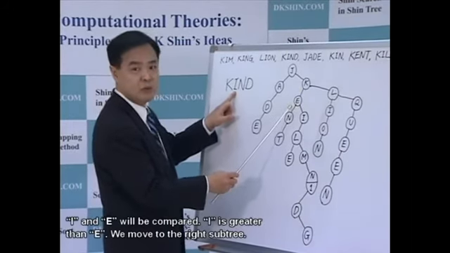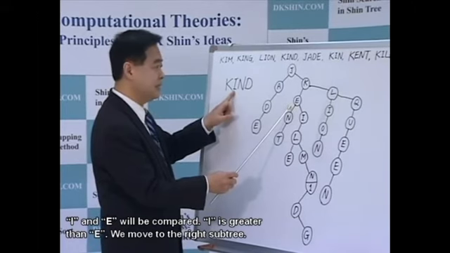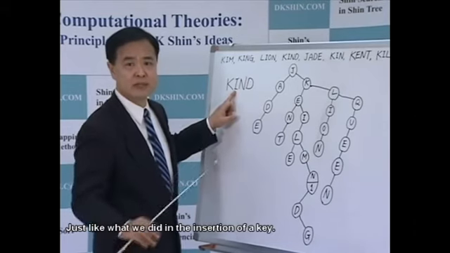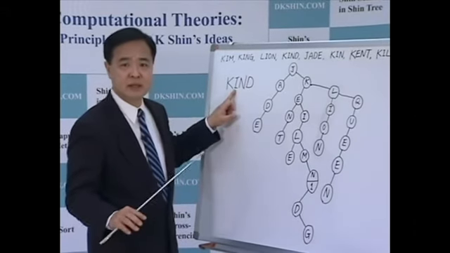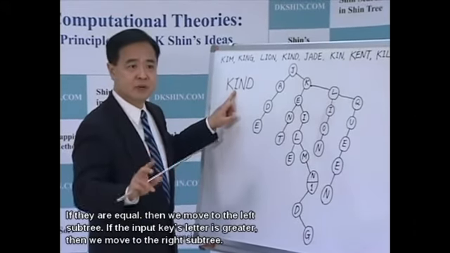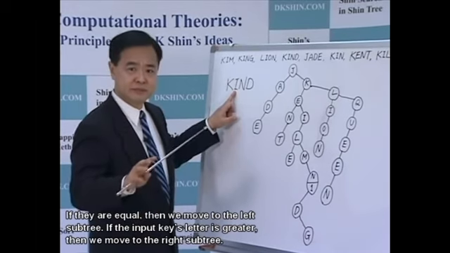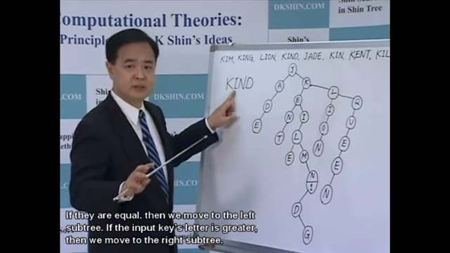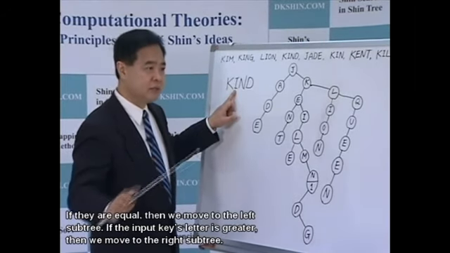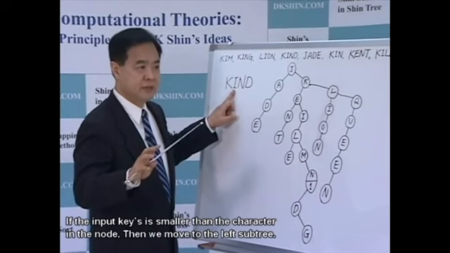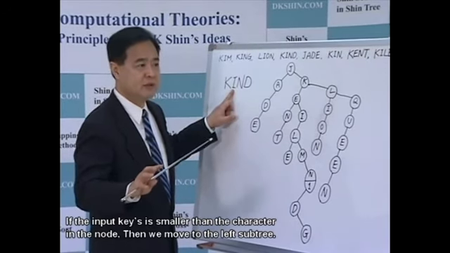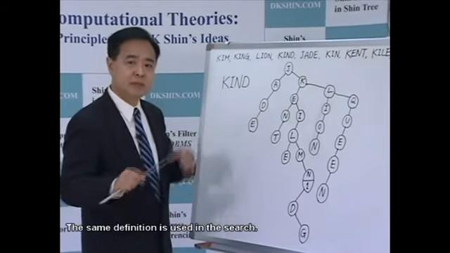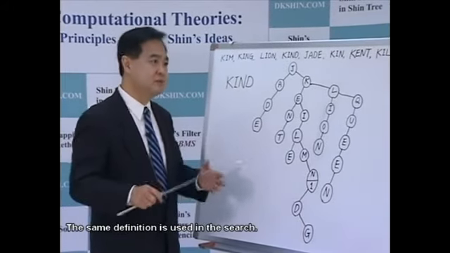I and E will be compared. I is greater than E, so we move to the right subtree, just like what we did in the insertion of a key. If they are equal, then we move to the left subtree. If the input key letter is greater, then we move to the right subtree. If the input key is smaller than the character in the node, then we move to the left subtree. The same definition that is used in the insertion is used in the search.